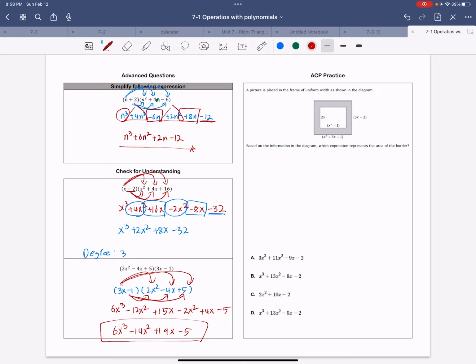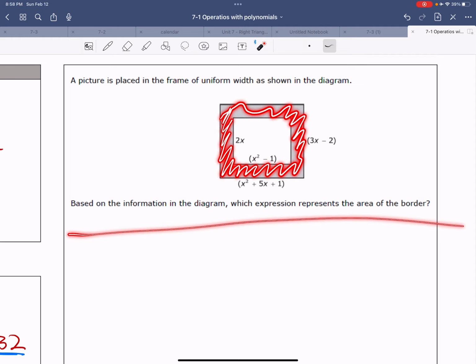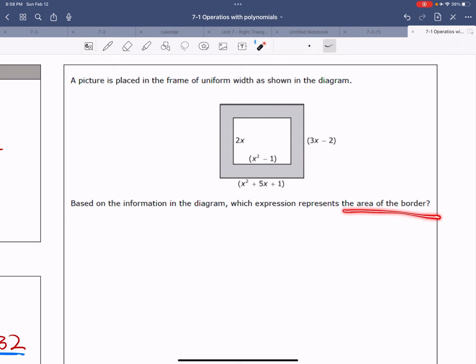Now, let's do ACP practice. We're gonna do this, okay? It says, based on this picture, and basically we wanna find the area of this one, right? It's very simple, like you read a question, you will understand what it is. So what's the area of this border, right? Basically, you gotta find the area of this whole rectangle and subtract this amount, right?